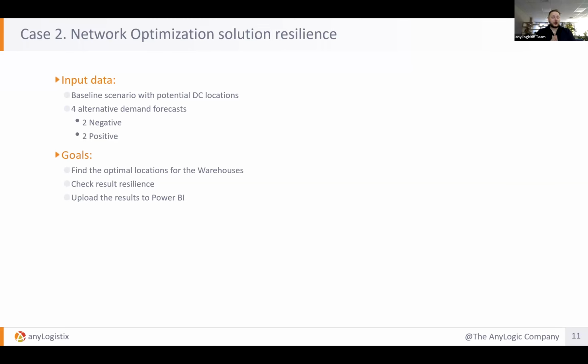And I want to find the optimal combination of distribution centers for each of the demands that I have. So I'll have 5 of them: the baseline, 2 negative and 2 positive. And after I have my result, I'll need to upload all my results to Power BI.